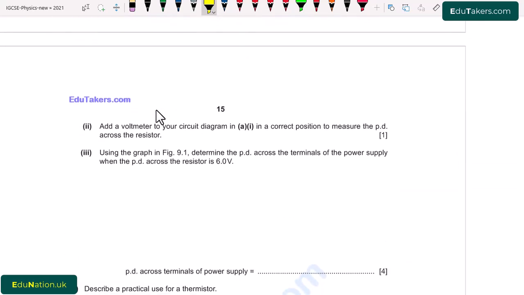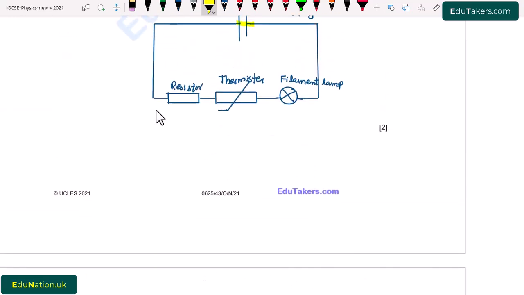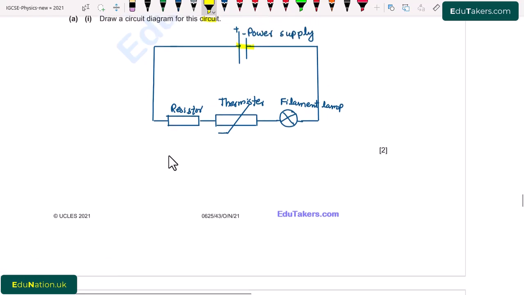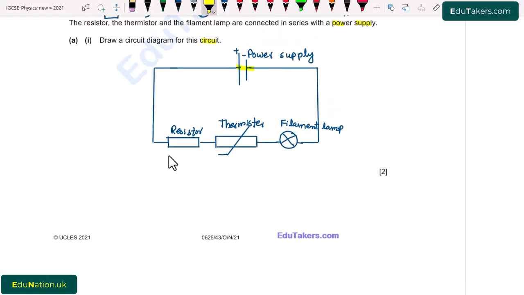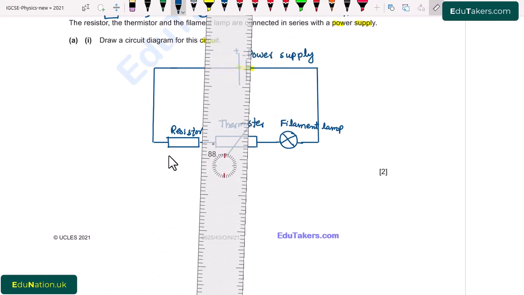So second part, add a voltmeter to your circuit diagram in A part 1 in a correct position to measure the potential difference across the resistor. Here we have to measure the potential difference across the resistor and add a voltmeter. To measure the potential difference, the voltmeter is always connected in parallel. So when we have to draw the voltmeter and we have to measure the potential difference across the resistor, it should be connected in parallel. So I am going to connect this.